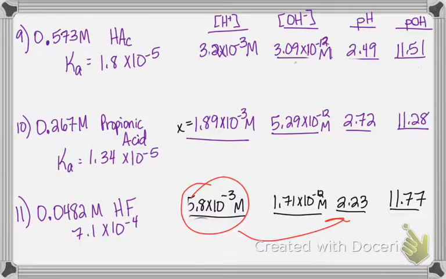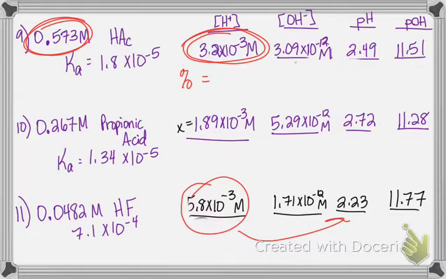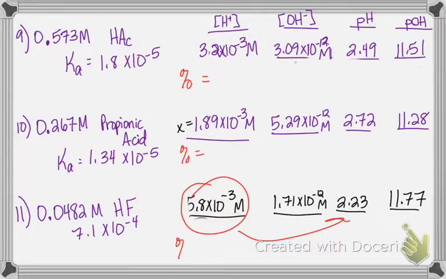Let's go in on each of these. Just for practice, let's calculate the percent ionization. Remember how to do that? For the percent ionization, you take the hydrogen ion, divide it by the initial concentration, and multiply by 100%. So calculate the percent on each of these, just so we can practice that together. Okay, so that's what I got for each percent ionization.